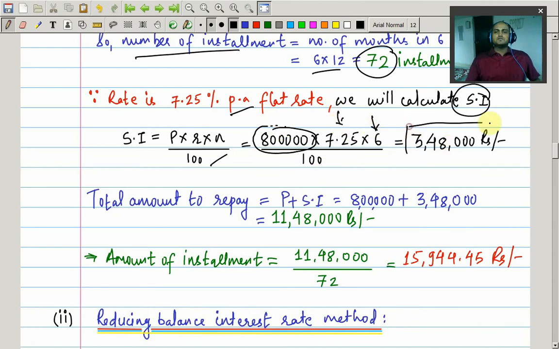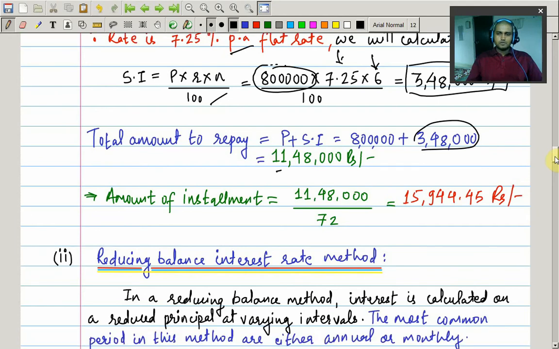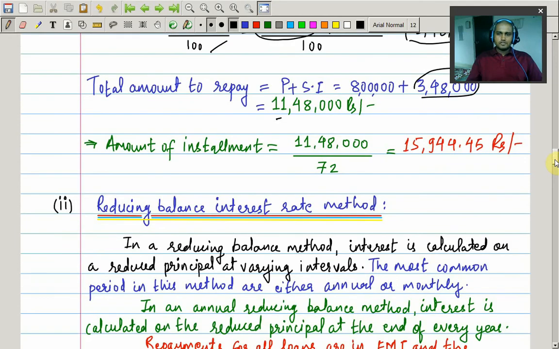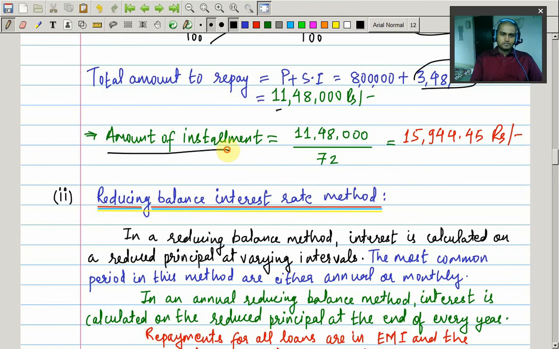So we are paying 3,48,000 just as interest on 8 lakhs. So the total amount to repay is 8 lakhs plus this interest, so 11,48,000. So my 8 lakhs loan becomes 11,48,000 while repaying it. So the amount of installment is just this divided by 72. So 15,944 rupees and 0.45 paisa is the amount of one installment. You have to pay this amount 72 times to repay this 11,48,000.